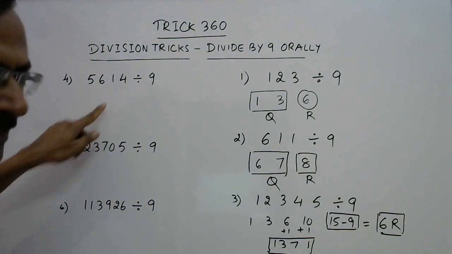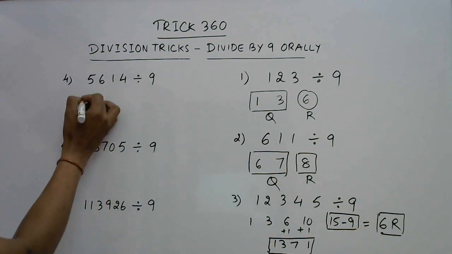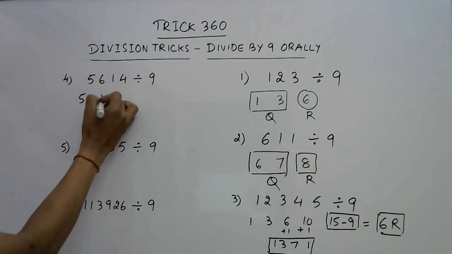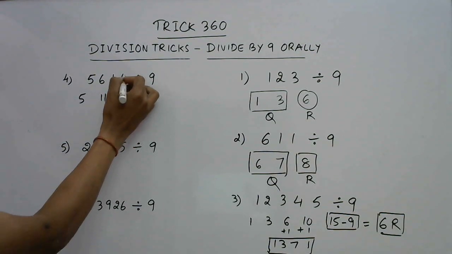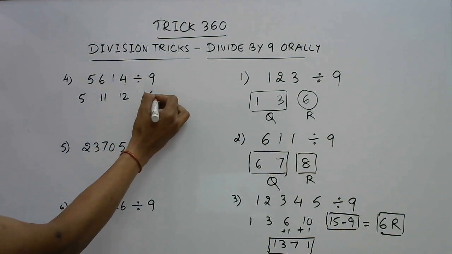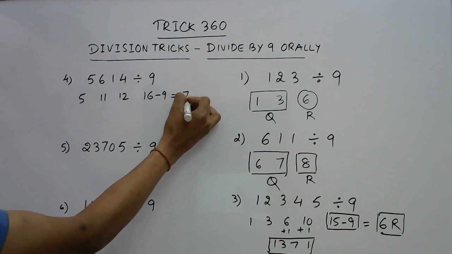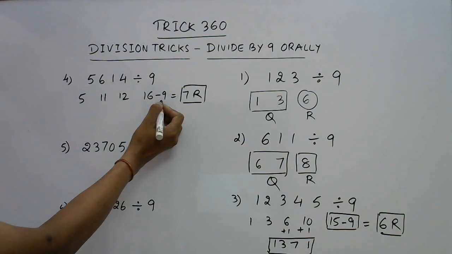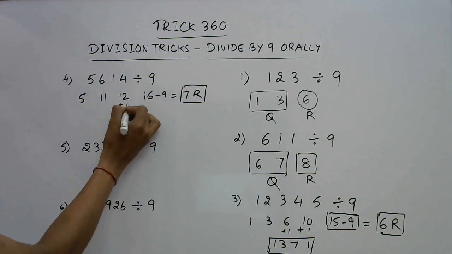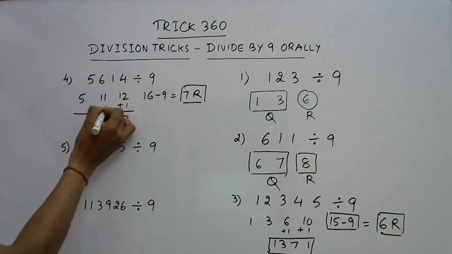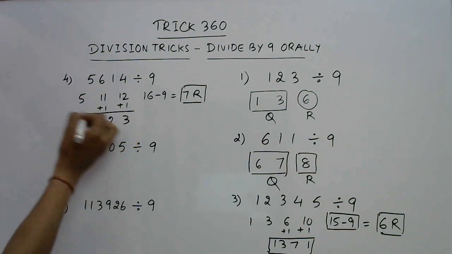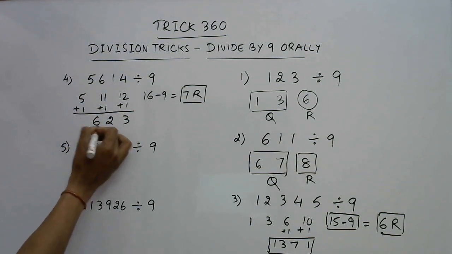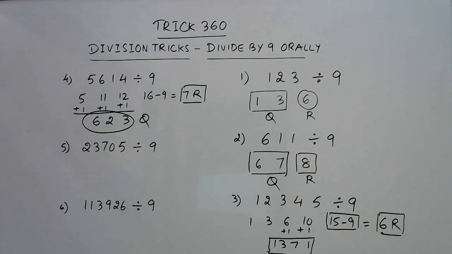Let's have some more examples. Say 5, 6, 1, 4. So 5 comes down, 5 plus 6, 11, 11 plus 1, 12, 12 plus 4, 16. Now see, 16 is greater than 9, so subtract 9, you get 7 as the remainder. And since we have subtracted one multiple of 9, add 1 here, you get your quotient. 12 plus 1, 13, 3, 1 carry. 11 plus 1, 12, 2, 1 carry, and 6. So 623 is the quotient and 7 is the remainder.